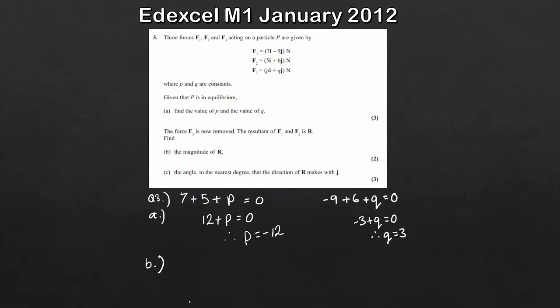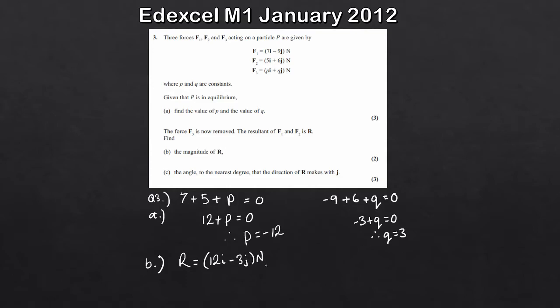Again, for the resultant, we're just adding F1 and F2 together. So that's going to be 7 plus 5 for the I component. So we get R is 12I. And what would my J component be? That's going to be minus 9J plus 6J. So in that case, we get minus 3J.